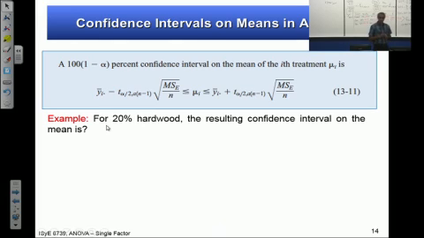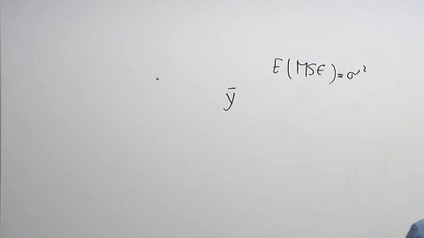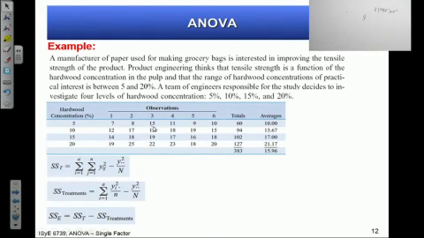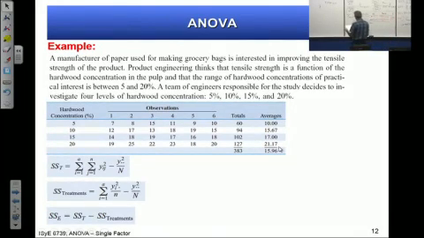So let's see the confidence interval on the mean when the hardwood level is 20%. For that I need to find y bar of 20%. If I go back, 20% is here. So y bar is 21.17.